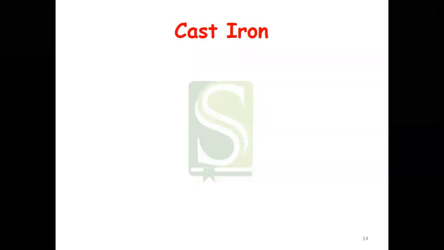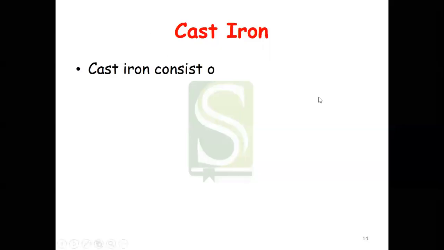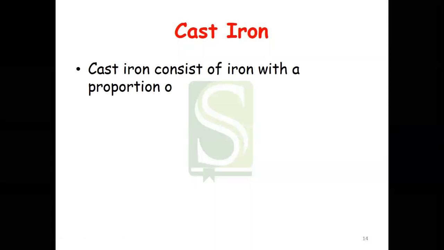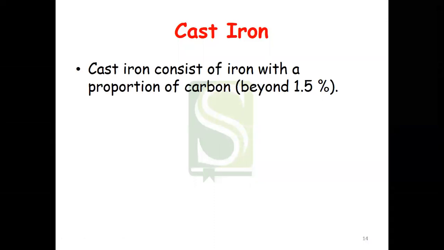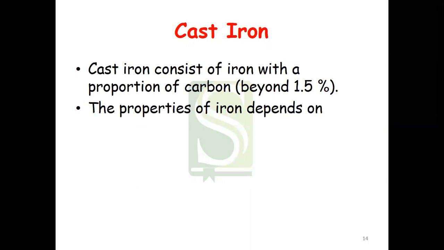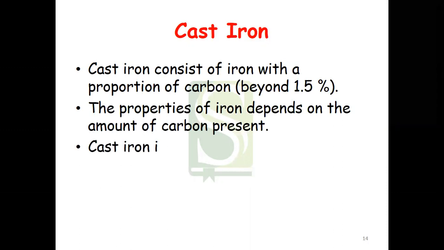First, let us see cast iron. Cast iron consists of iron with a proportion of carbon which is beyond 1.5%. The properties of the iron depend on the amount of carbon present inside that metal. Cast iron is abundantly available and it is inexpensive.